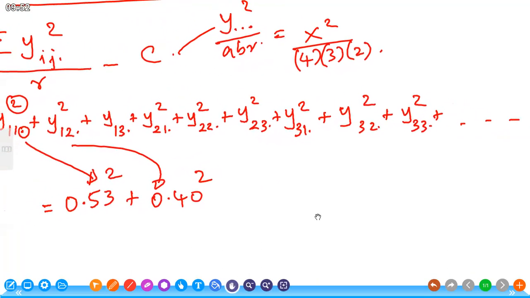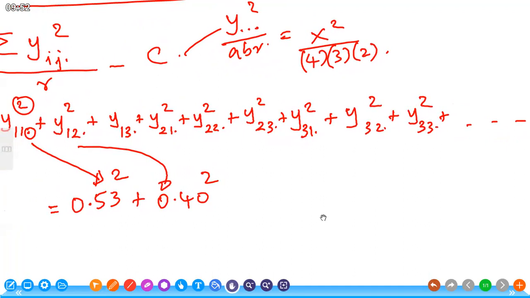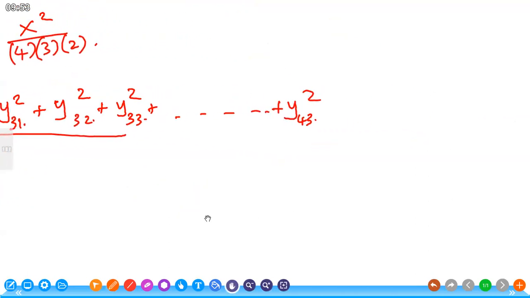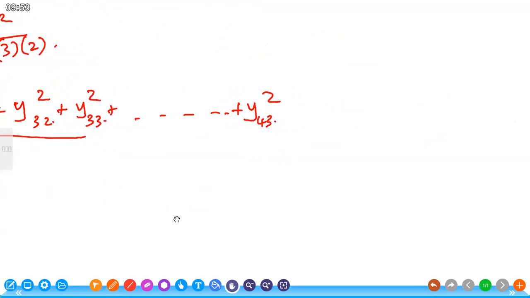You can add all and divide by r. What is r? Number of replicates. How many replicates do we have in our case? 2. Right? Number of replicates is 2. That is why we are dividing. Minus our correction factor, I will put it as C.